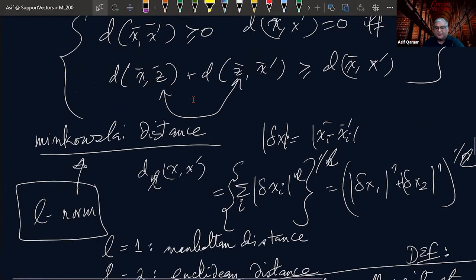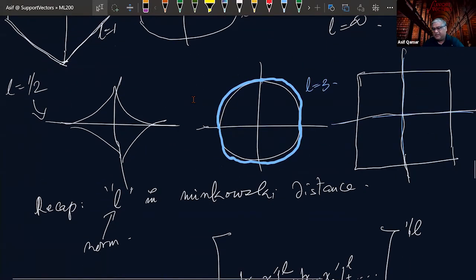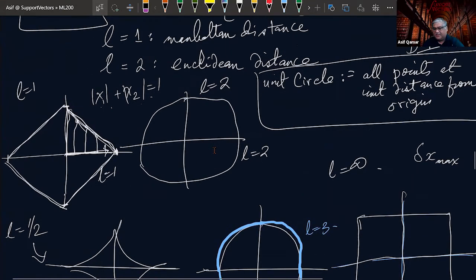And so then the whole question is, what is your notion of distance? We talked about the Minkowski distance and the L norm. This is just a review of that. L equal to half looks like this, circle, circle.